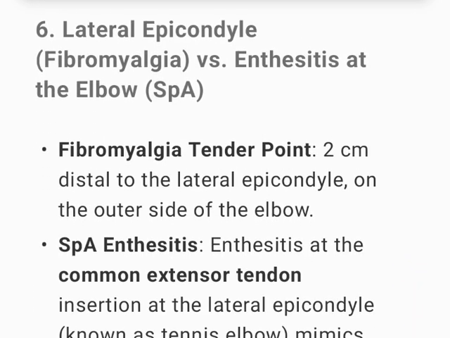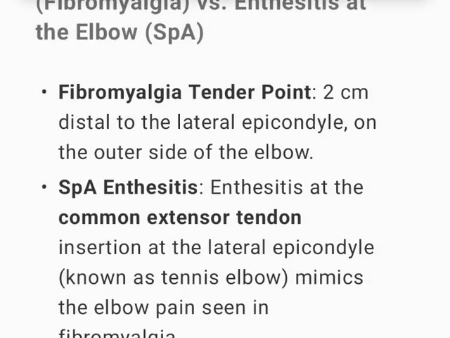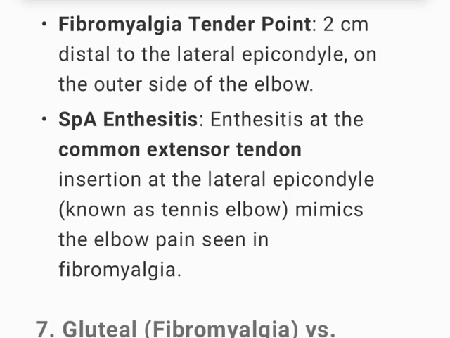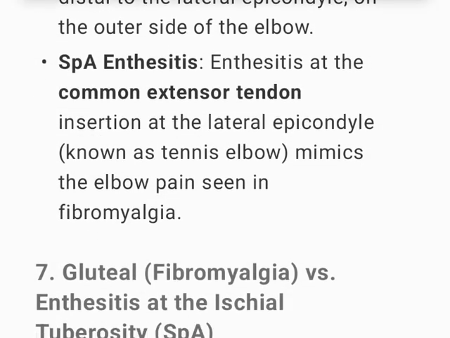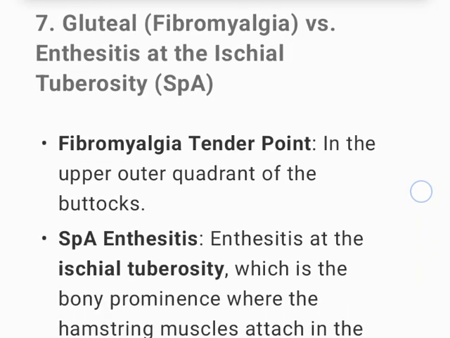6. Lateral epicondyle, fibromyalgia versus enthesitis at the elbow, SpA. Fibromyalgia tender point, 2 centimeters distal to the lateral epicondyle on the outer side of the elbow. SpA enthesitis: enthesitis at the common extensor tendon insertion at the lateral epicondyle, known as tennis elbow, mimics the elbow pain seen in fibromyalgia.